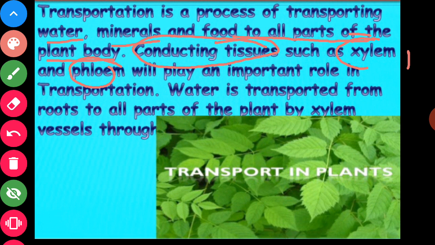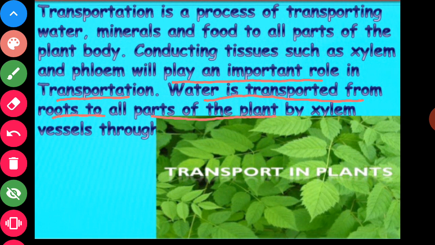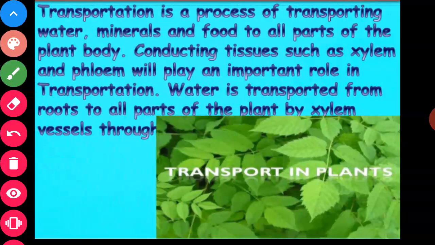Conducting tissues such as xylem and phloem play an important role in transportation. Water is transported from roots to all other parts of the plant by xylem vessels. We know that there are two types of tissues. First, meristematic tissues. Second, compound tissues, or we can say permanent tissues. Permanent tissues are of two types: simple permanent tissues and complex permanent tissues. Xylem and phloem are complex permanent tissues.